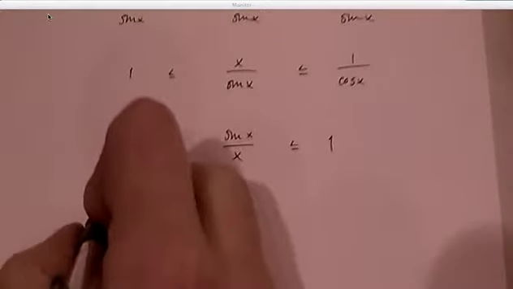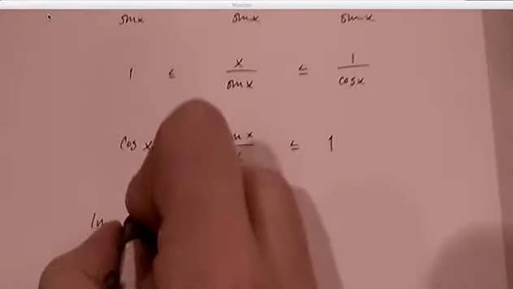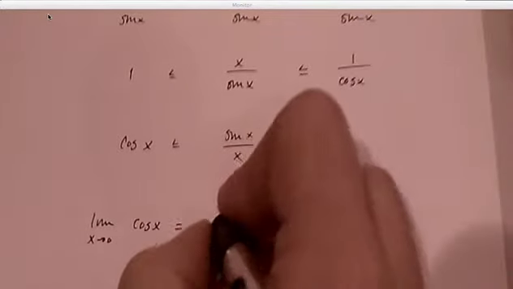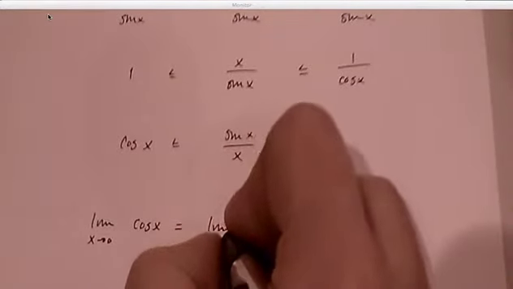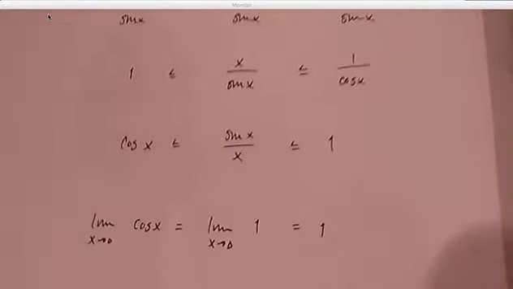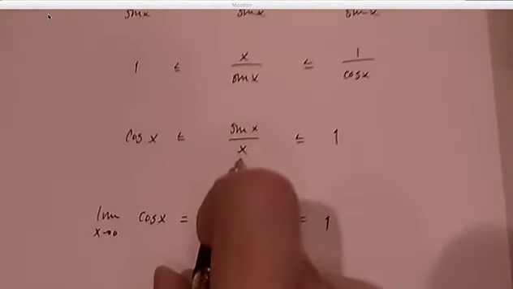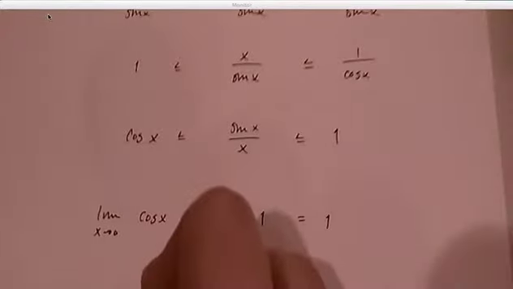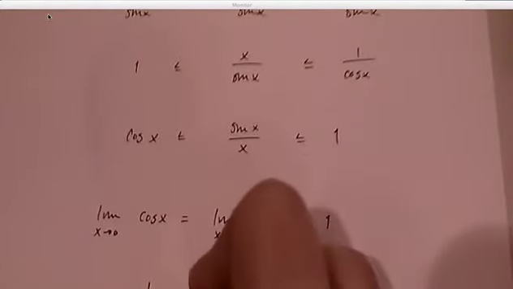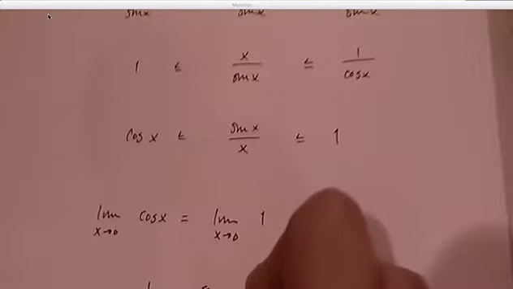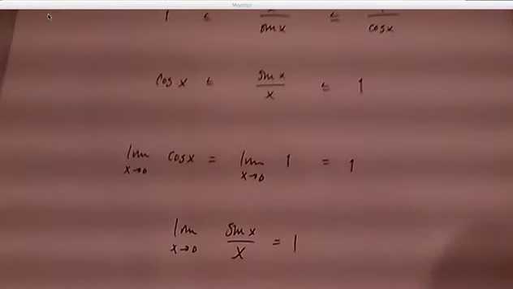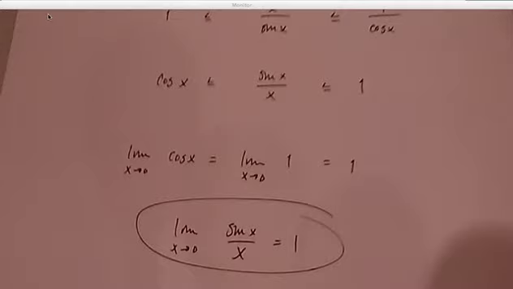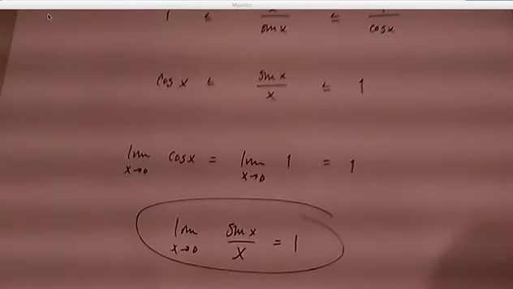So if I know that the limit as x approaches 0 of cosine x is equal to the limit as x approaches 0 of 1, and that's 1, then the function that has been squeezed between the two of them has to have exactly the same limit. And it is there. I have therefore proven that that is the limit of sine x over x as x approaches 0. Isn't that just handy dandy?